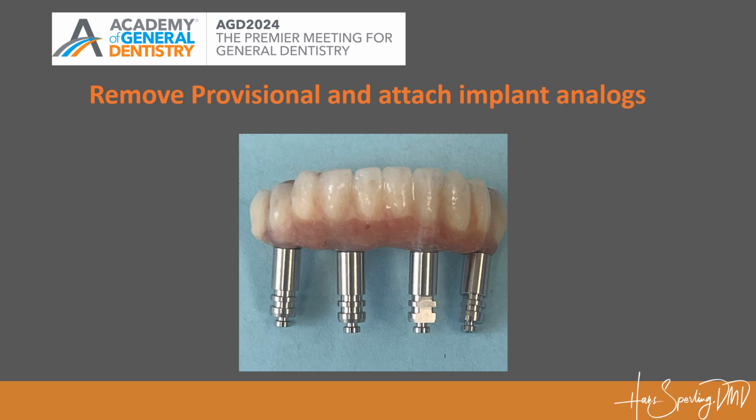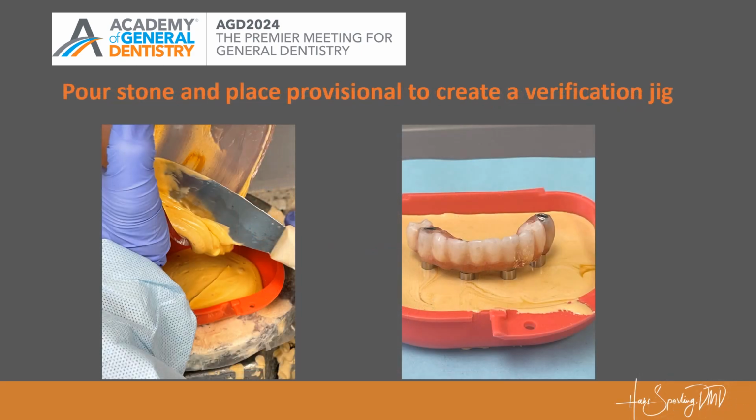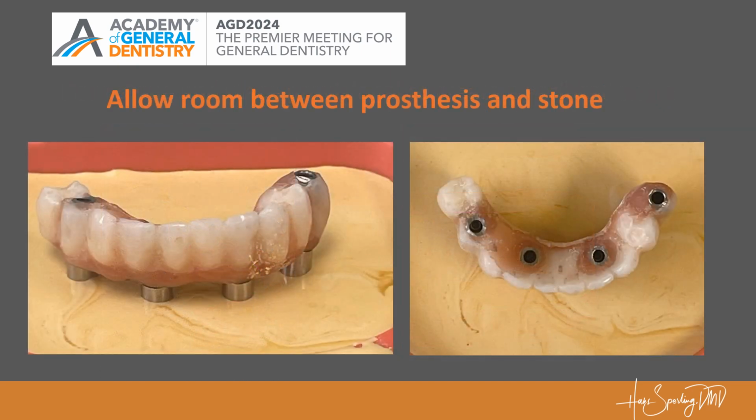Now, while we're taking the new scan, I'm going to take the patient's prosthesis and attach lab analogs into that prosthesis. This is absolutely a very important step because I'm going to pour that in stone. Notice that you're going to leave some room between the prosthesis and the stone to be able to later see your final prosthesis. But this is going to become your verification jig, taking the day of the impression, the final impression. So no need to go back and forth with the lab, no need to cut it and reset it.